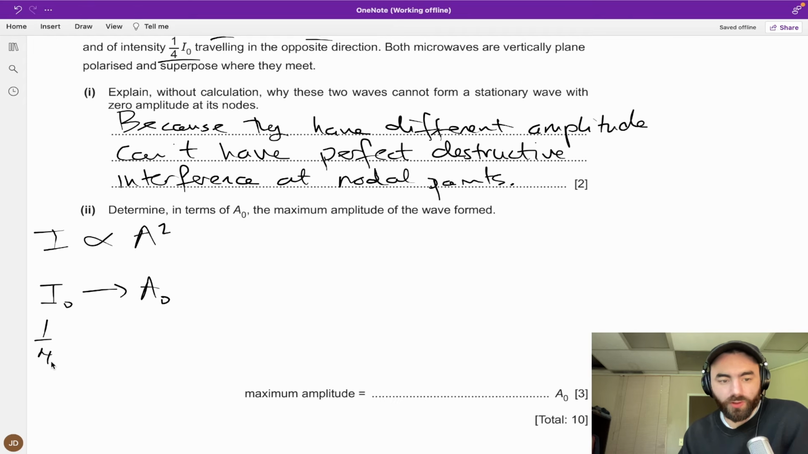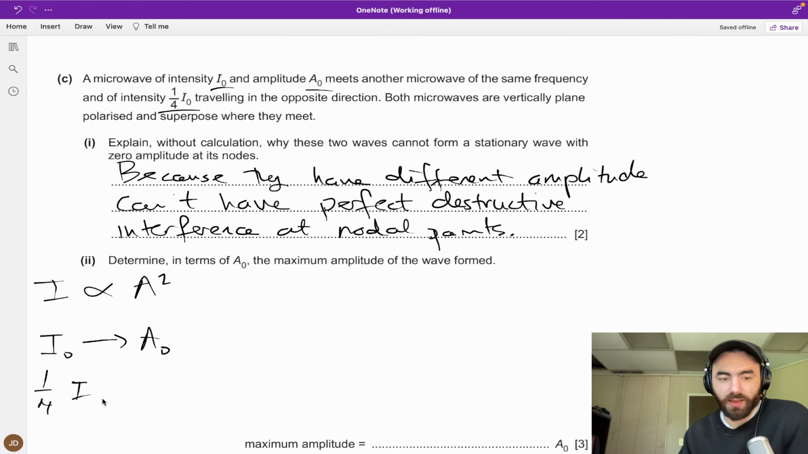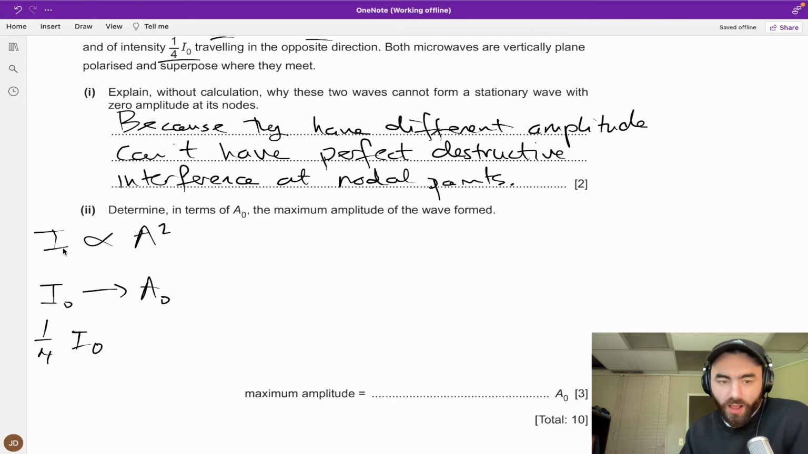And so what would a quarter intensity have? Well, if I is proportional to A squared, what squared will give a quarter? Well, it means it'll have an amplitude of this. Half squared is a quarter. Right, so the maximum amplitude when these are added together.